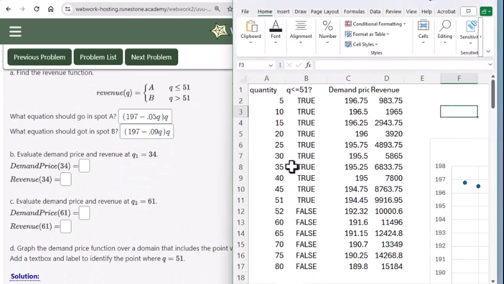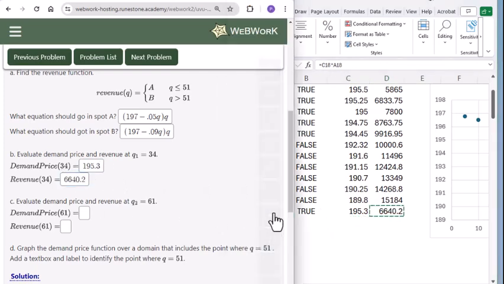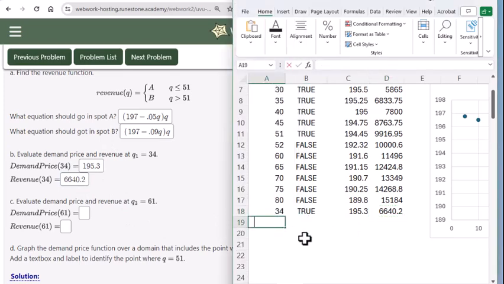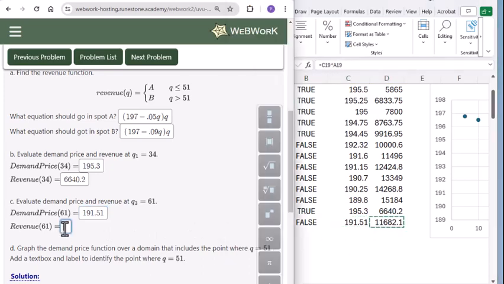Okay. Evaluate the demand price at 34. We should be able to do that down here. 34. It's true that it's less than 51. My price should be 195. And the revenue, 66.40. And then at 61, it's false that your quantity is less than 51. So it's going to jump down to the bottom branch to get the price and then the revenue.